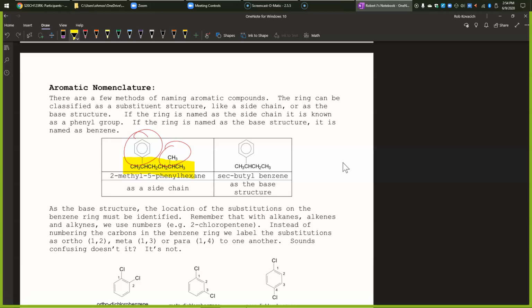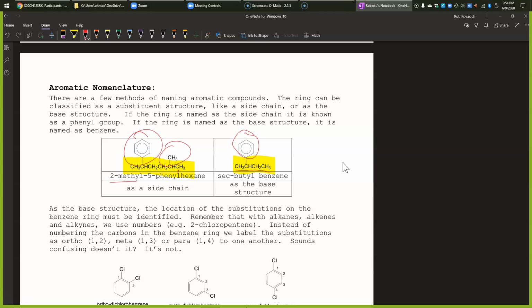Over here, I've got this thing, but there isn't anything else on it. So what I could say is that's my main chain, and then there's 4 carbons attached to it. So either of those methods are perfectly acceptable. So this one is 2-methyl.